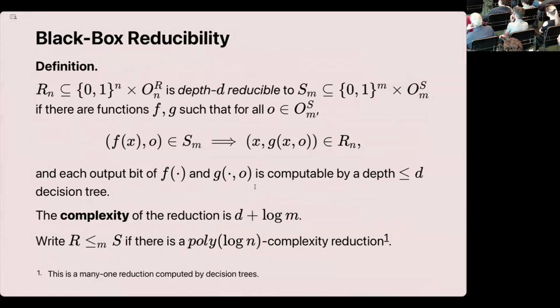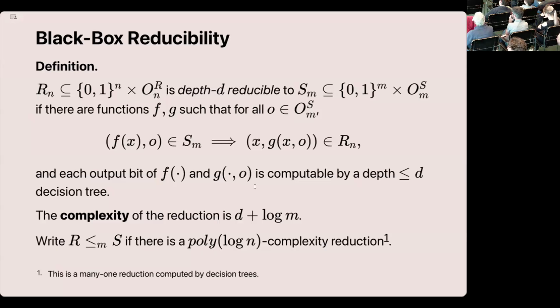Okay, well, now that we have a notion of black box problem, we can now talk about black box reductions. A black box reduction is just a many-one reduction, like something we've already seen, except now it's going to be computed by a low depth decision tree. So now I'm going to say that R_n reduces to S_n if there are two functions, f and g, that still satisfy this mapping relation. However, every single output bit of these two functions should be computable by low depth decision trees. So if you give me an output bit, with only polylog n many queries I can figure out what the actual answer to that bit should be.